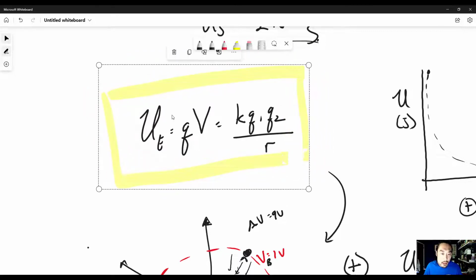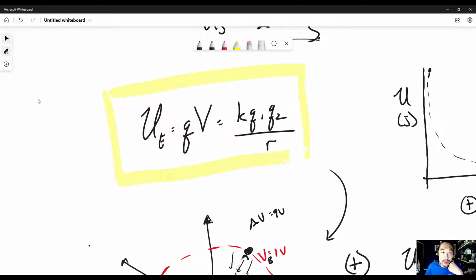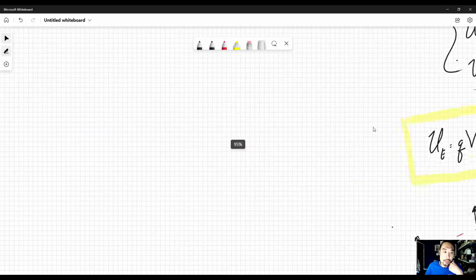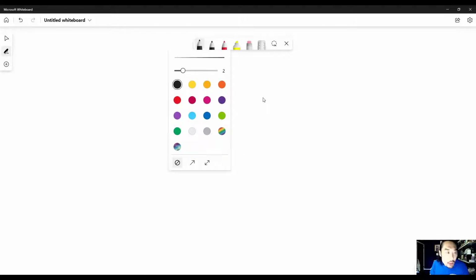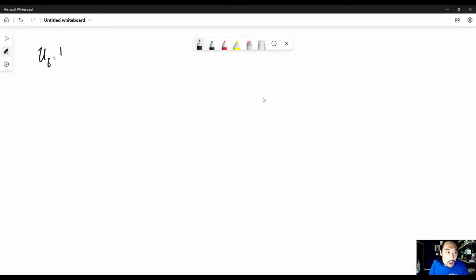All right, let's start off with this formula here. Make sure you have this. Potential, or electrical potential, is equal to the charge across a voltage difference, or delta V, which is also equal to K Q1 Q2 over R. For the beginning of this problem, we're actually going to only focus on the latter half of the equation, the K Q1 Q2 over R, and we're going to dive into exactly what that formula means. Let's begin. To make sure that we have everything that we need, let's start off with that formula. UE is equal to K Q1 Q2 over R.